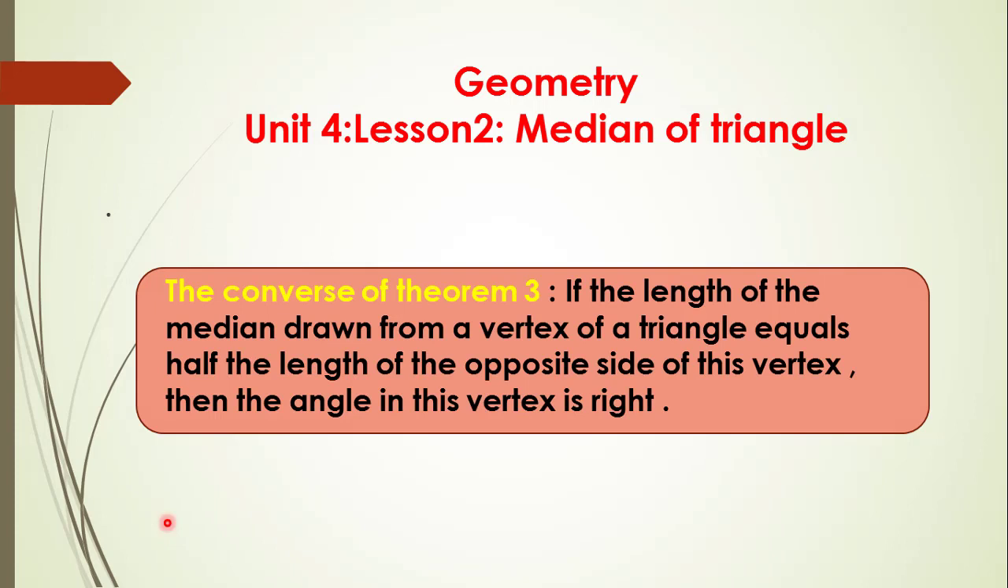Okay, the converse of the theorem: if the length of a median, any median drawn from any vertex of a triangle, is equal to half the length of the opposite side, it means directly that this angle is a right angle. We use the converse of theorem 3 to prove that a triangle is a right angle triangle, or the angle is 90 degrees.